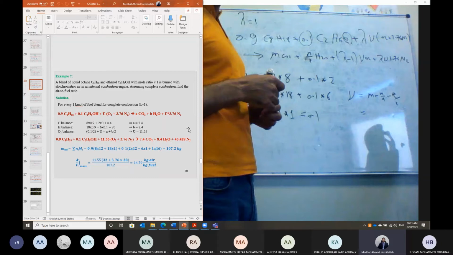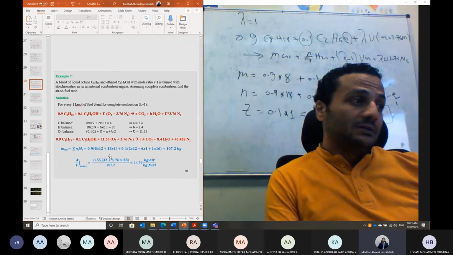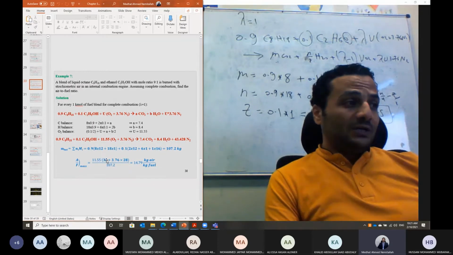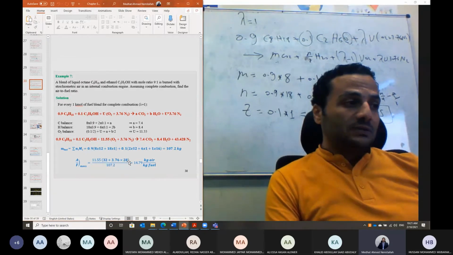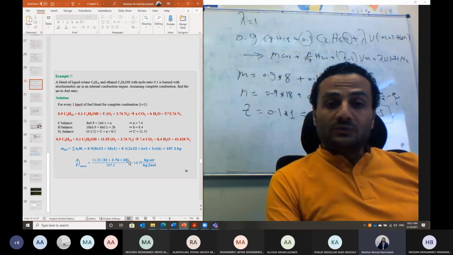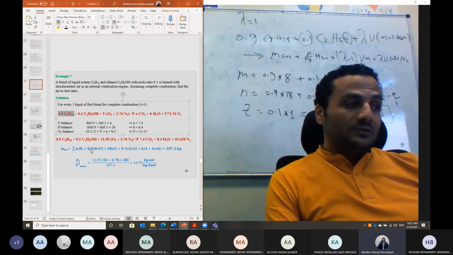And based on that, we can calculate the air to fuel ratio, which will equal, on the slide, the lowest part. The air to fuel ratio by mass will equal gamma multiplied by 32 plus 3.76 multiplied by 28, divided by the mass of fuel. But the mass of fuel in this case should equal what? The number of moles. Exactly, 0.9 multiplied by the molecular weight of this fuel, which is 12 by 8 plus 18 by 1, plus 0.1 multiplied by the other fuel.